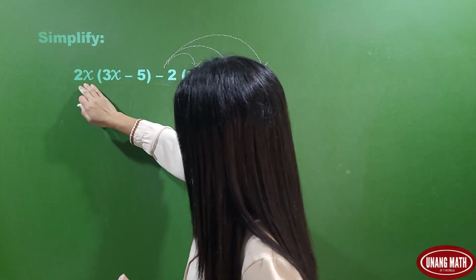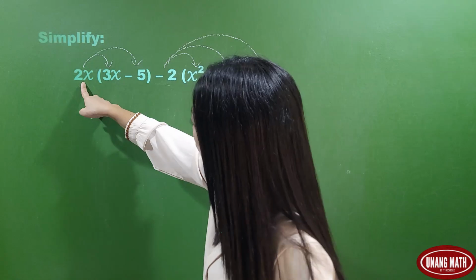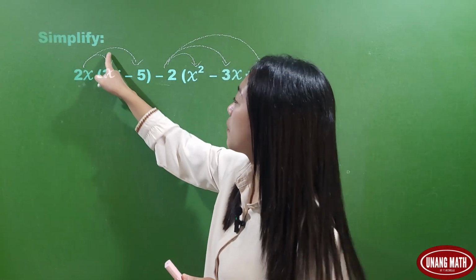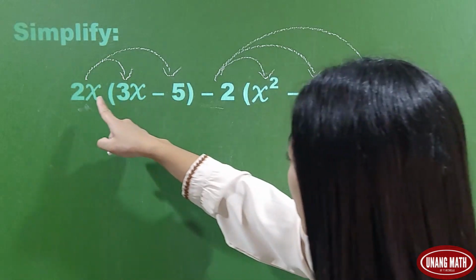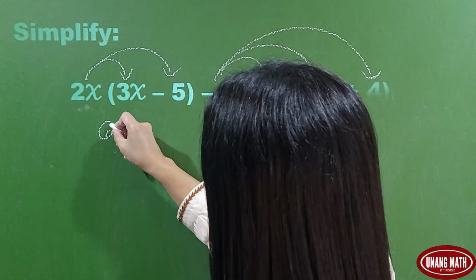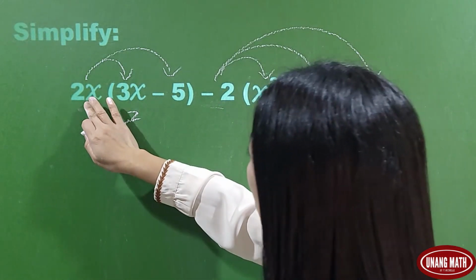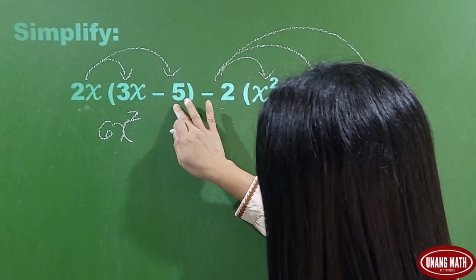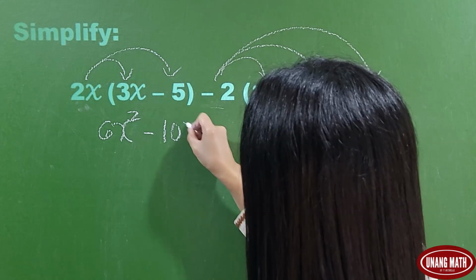Okay, so first, let's simplify this part. So this monomial, 2x, should be multiplied to each term of this polynomial. So first is 2x times 3x. So that would be 6x squared. Okay, what about 2x times negative 5? So it will be negative 10x.